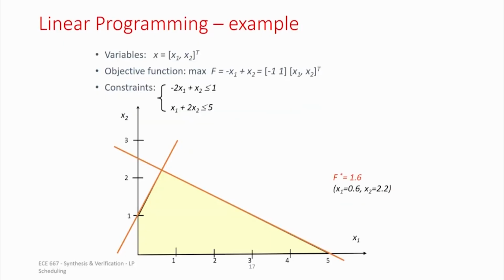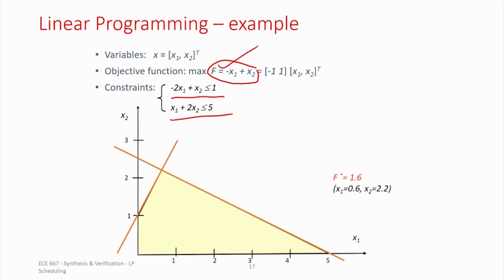Suppose I have the variables x 1 and x 2, and my objective function is this. I want to maximize the value of minus x 1 plus x 2. You have two constraints: minus 2 x 1 plus x 2 is less than or equal to 1, and x 1 plus 2 x 2 is less than or equal to 5. The values of x 1 and x 2 should satisfy both constraints and generate the maximum possible value of f, right.